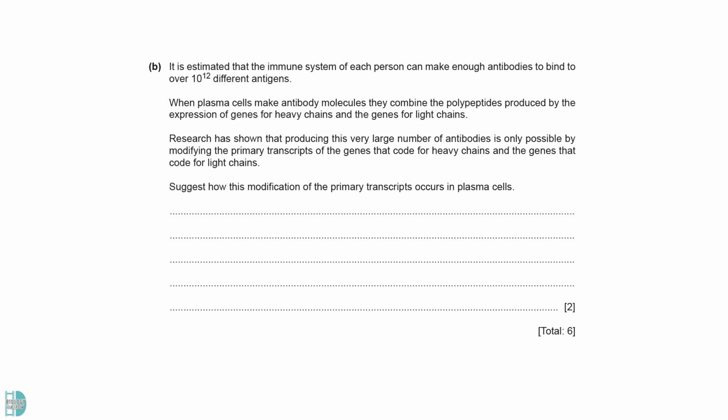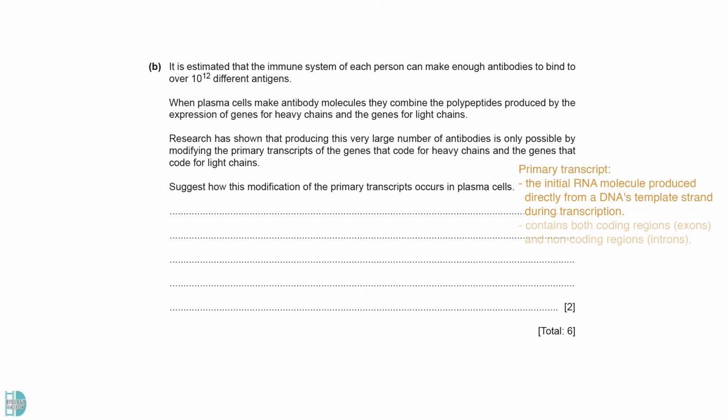B. Suggest how the modification of the primary transcripts occurs in plasma cells. A primary transcript is the initial RNA molecule produced directly from a DNA's template strand during transcription. It contains both coding regions, exons, and non-coding regions, introns. It must go through the post-transcriptional modification to become the mature mRNA. One of the processes is called RNA splicing.